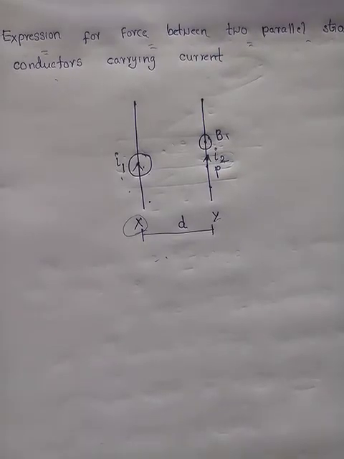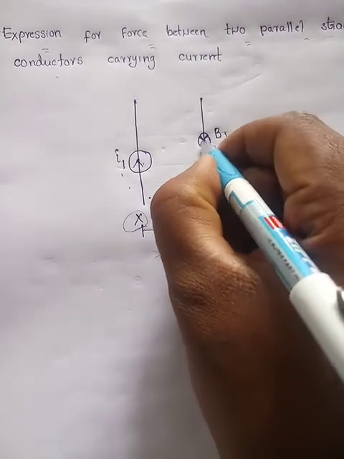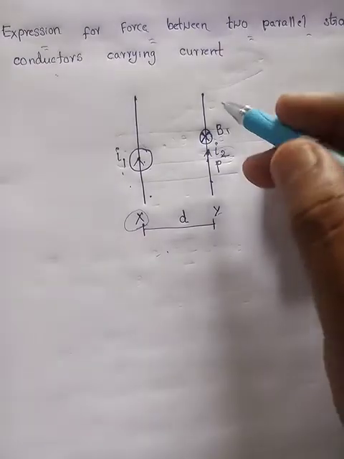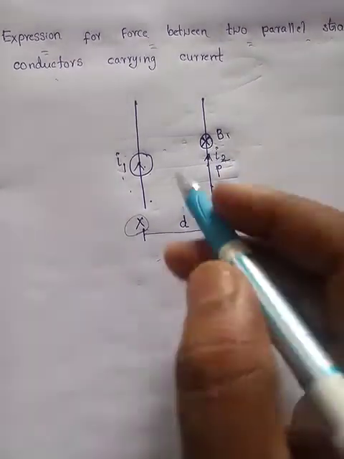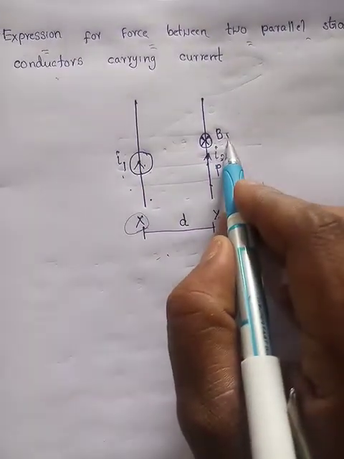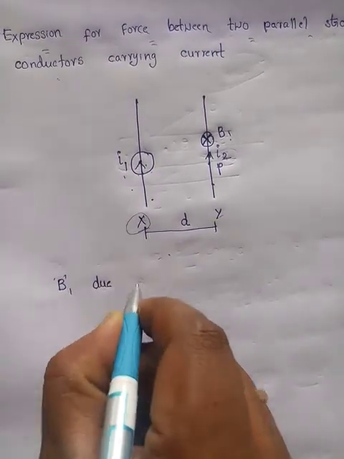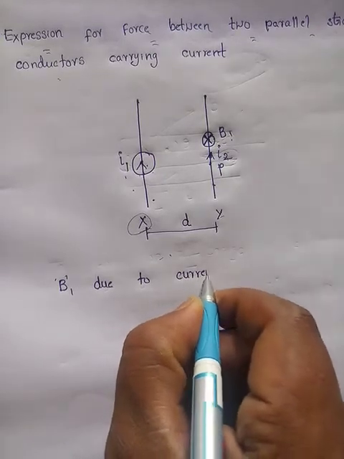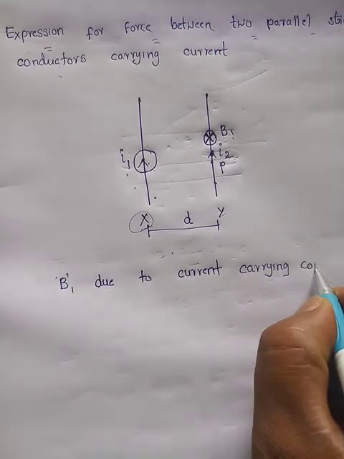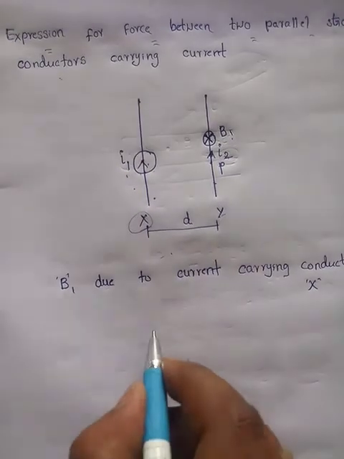So this current carrying conductor produces inward magnetic field, into the plane. Because of this current conductor, the magnetic field at P is B1. So magnetic field B1 due to current carrying conductor X. What is the magnetic field due to this one?